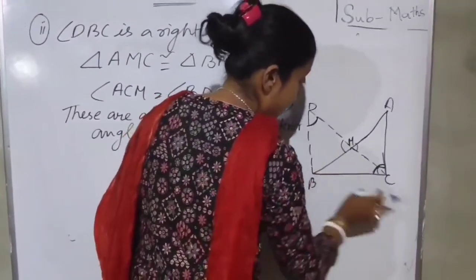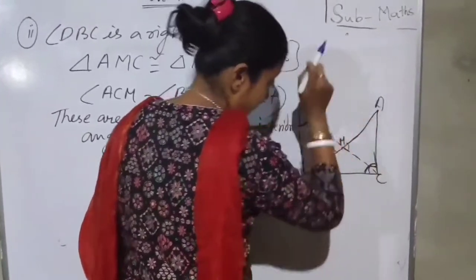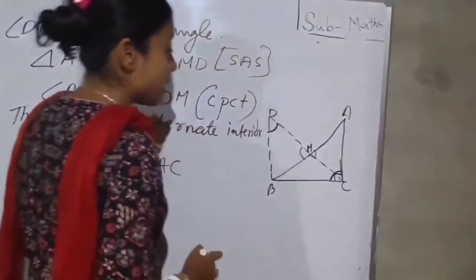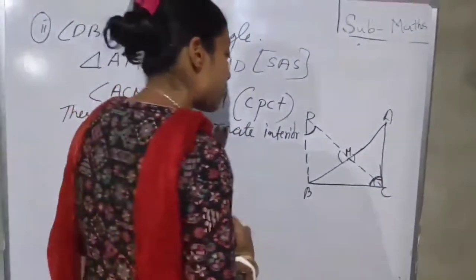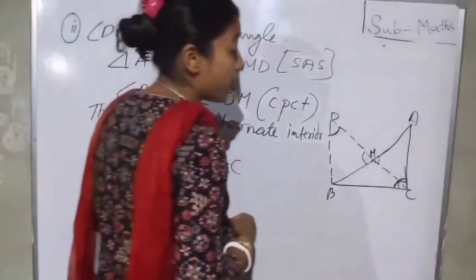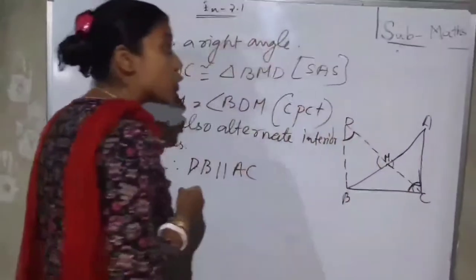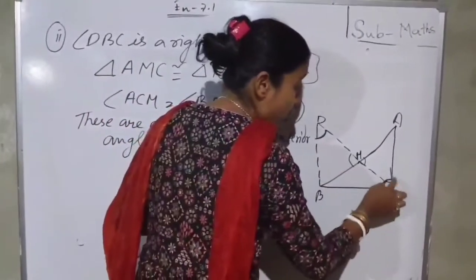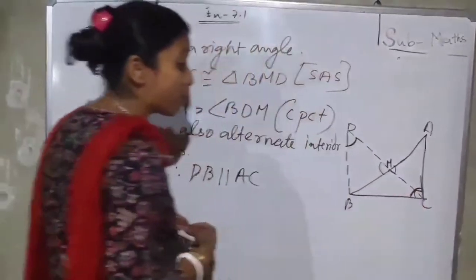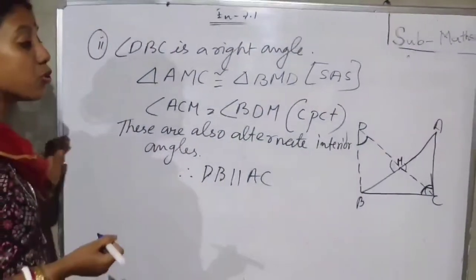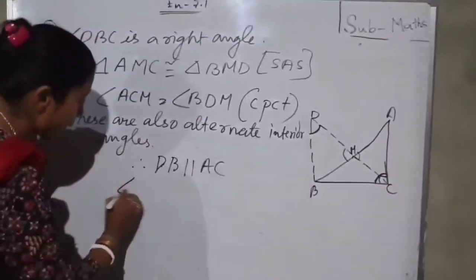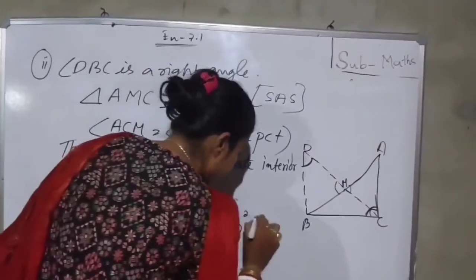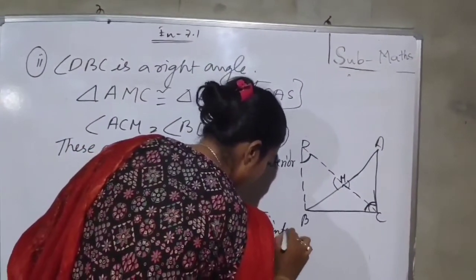So now what can we write? We can say that angle DBC plus angle C is equal to 180 degrees. Why? Because these two are co-interior angles. Since BD and AC are parallel, and BC is a transversal, we have studied in chapter 6 that these two are co-interior angles on the same side of the transversal. So the sum of these two will be 180 degrees. So we write angle DBC plus angle C equal to 180 degrees, and the reason is co-interior angles.